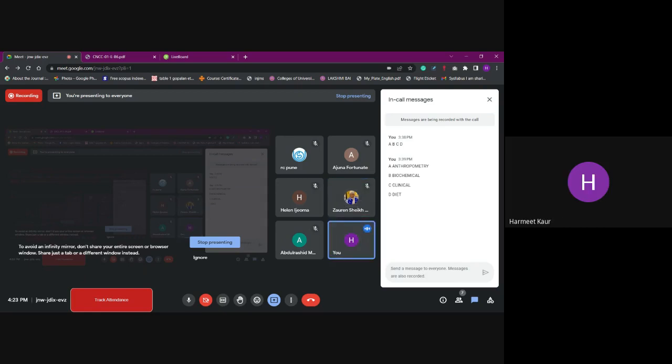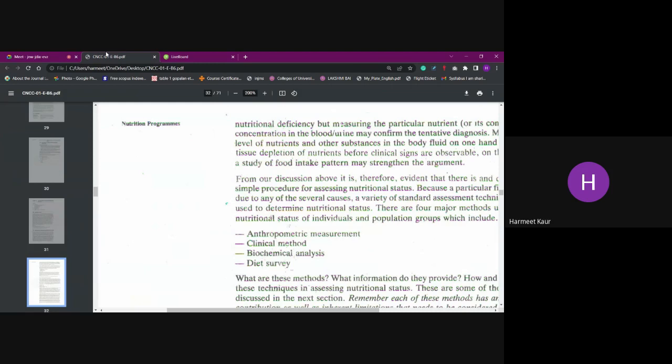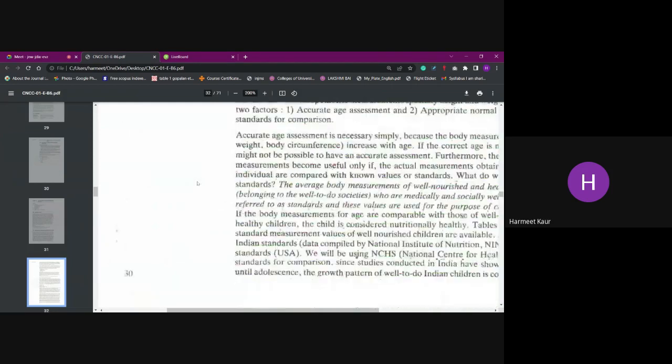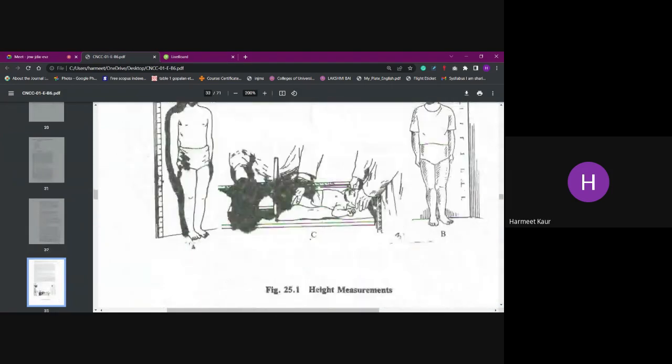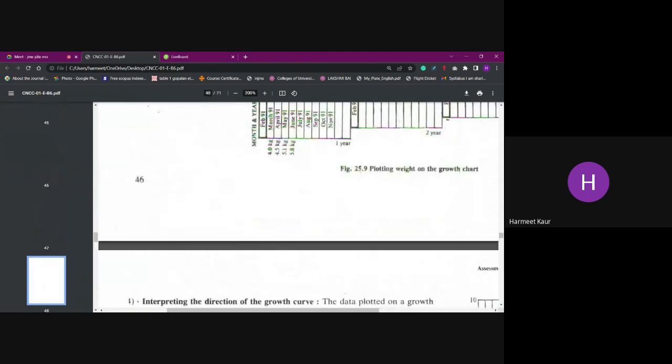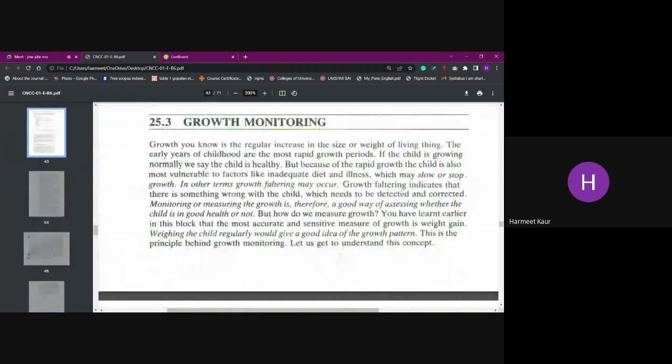Okay. Now next, we are moving on to the next section, that is related to growth monitoring. Just give me a second, I'll come on to that page. Yeah. So can you see this?